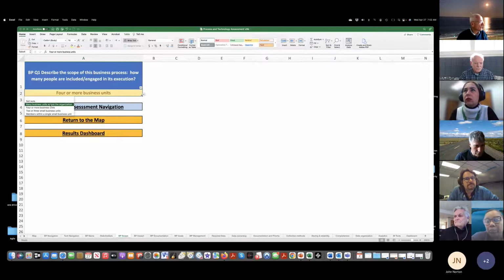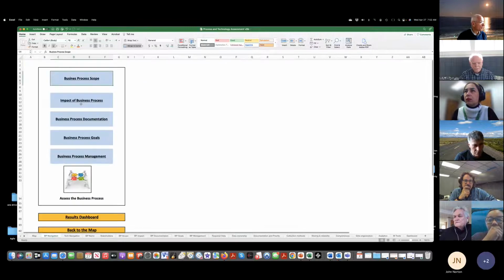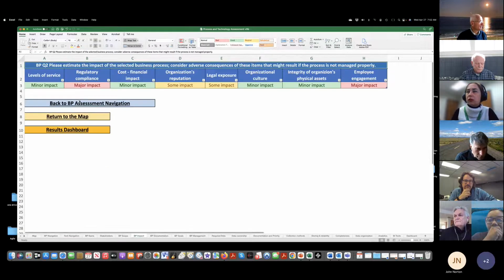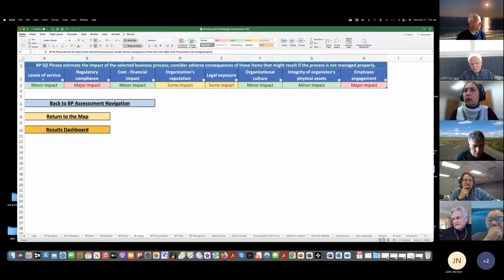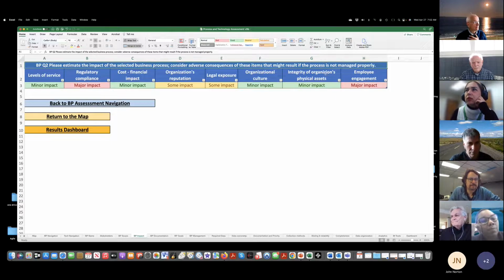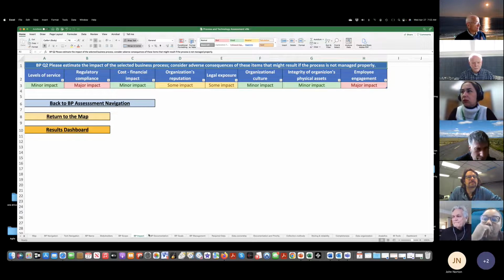Some of these things are somewhat arbitrary. Or if it's many business units across the organization, something like that indicates that it'll be a more comprehensive, bigger problem. And then you could go look at the impact. You could say, okay, this process that you're selecting, what if you make changes here, what impact is it likely to have on levels of service, regulatory compliance, cost, financial impact, organizational reputation, legal exposure, organizational culture. Okay, I see that there's a typo here. Integrity of organizations, physical assets, employee engagement, just to know if there's a major impact across the board. And these are just arbitrary.